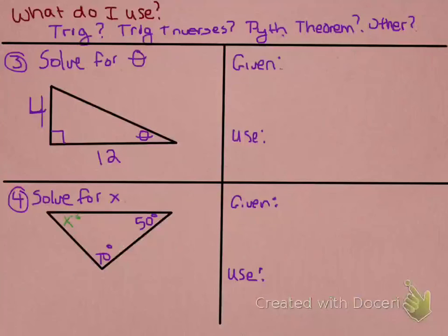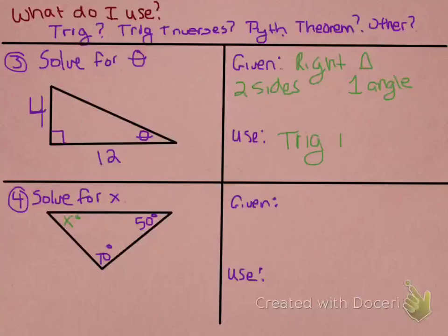All right, for number 3, it says solve for theta. I'm given that it's a right triangle. I got two sides. I got one angle, other than the right angle, of course. So I can't use trig because I'm not looking for a side. I can't use Pythagorean theorem because I'm not looking for a side. To use trig inverses, I have to have two given sides at least and one angle, and there's no other way to solve it except for trig inverses. So that's what I would have to use, the inverses of our ratios.